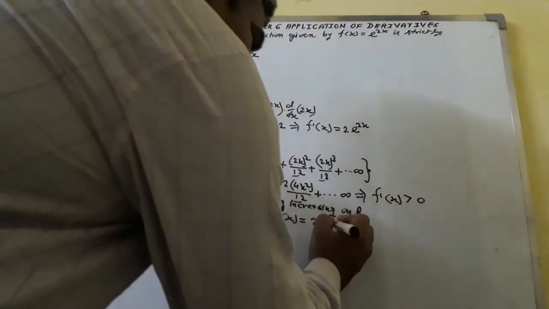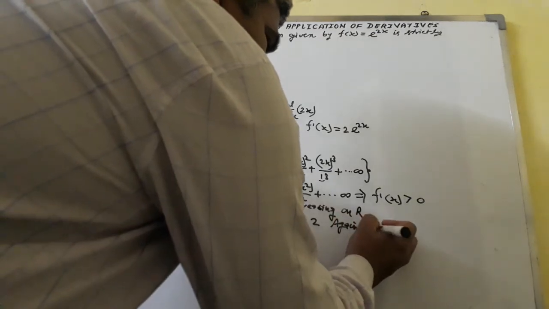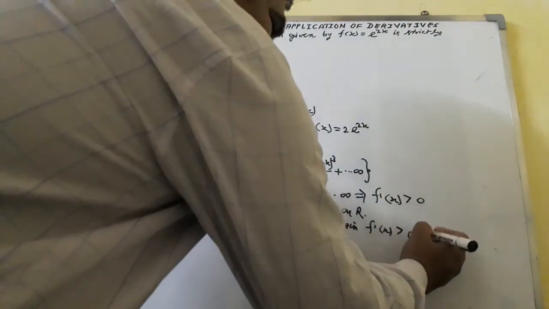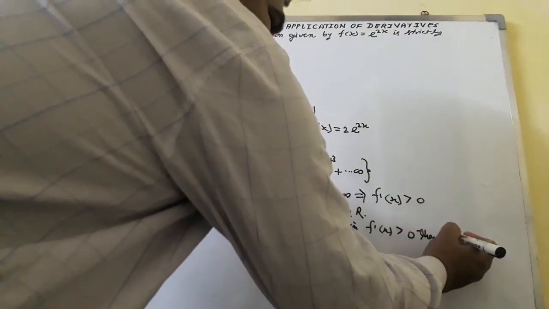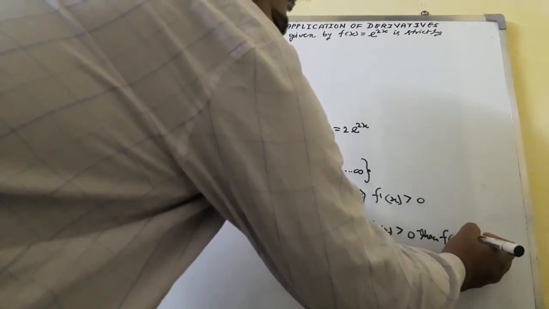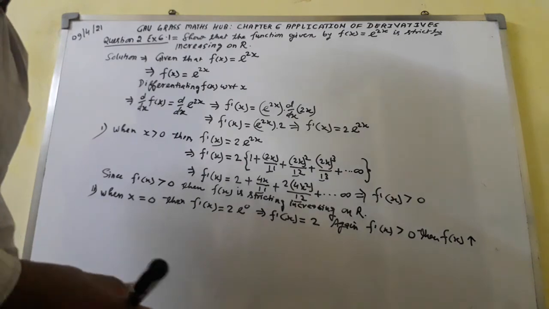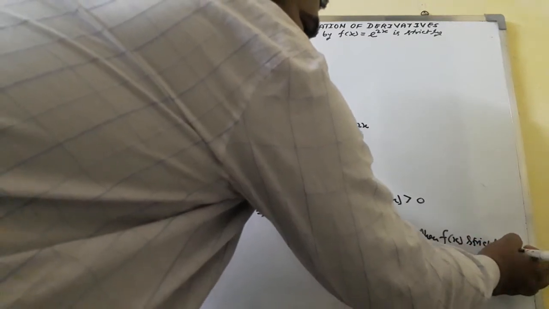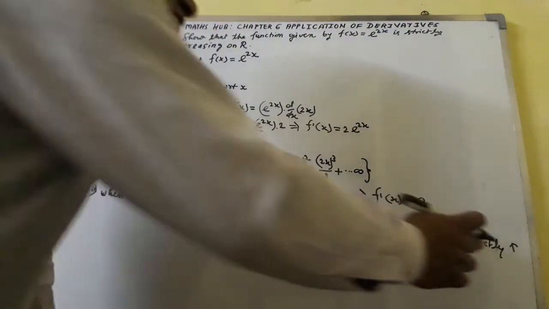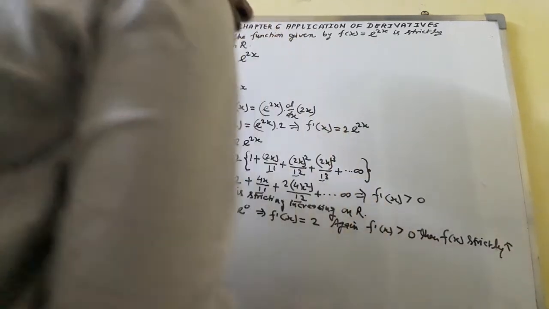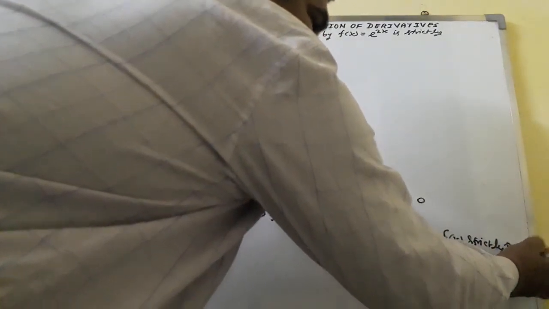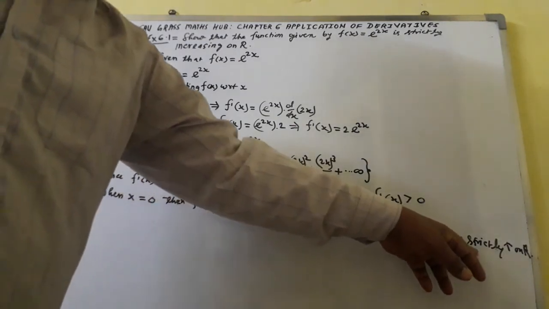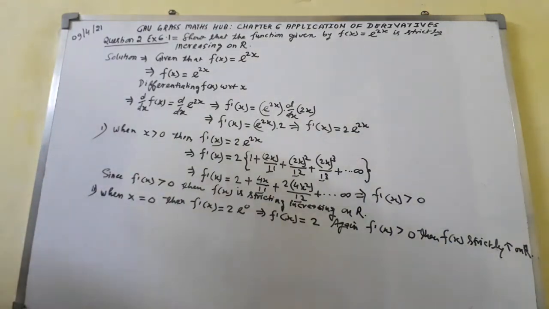Again here, f dash x is greater than 0, then f of x is strictly increasing on R, capital R. Again f dash of x is greater than 0, then f of x is strictly increasing on the set of real numbers. Again I shall write third.